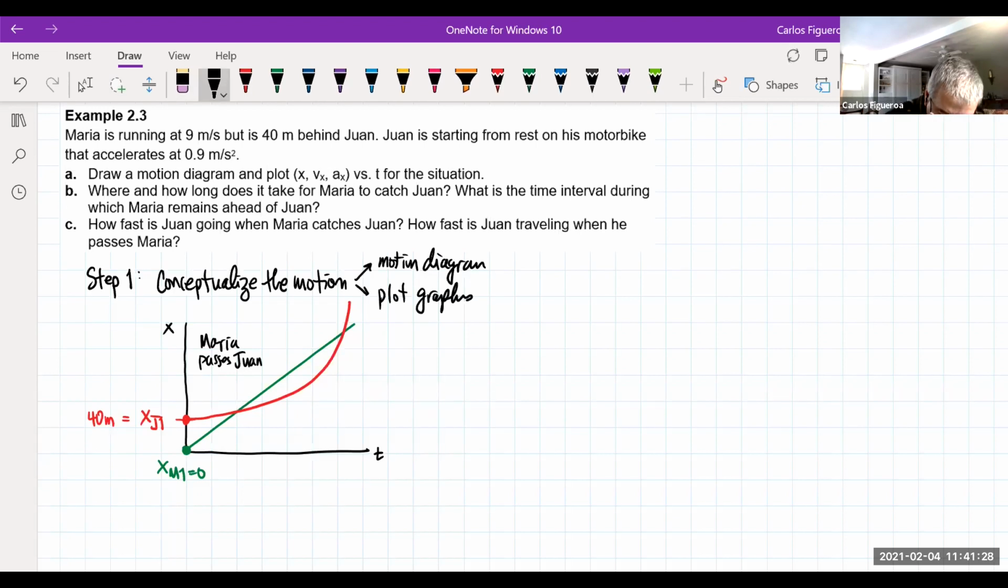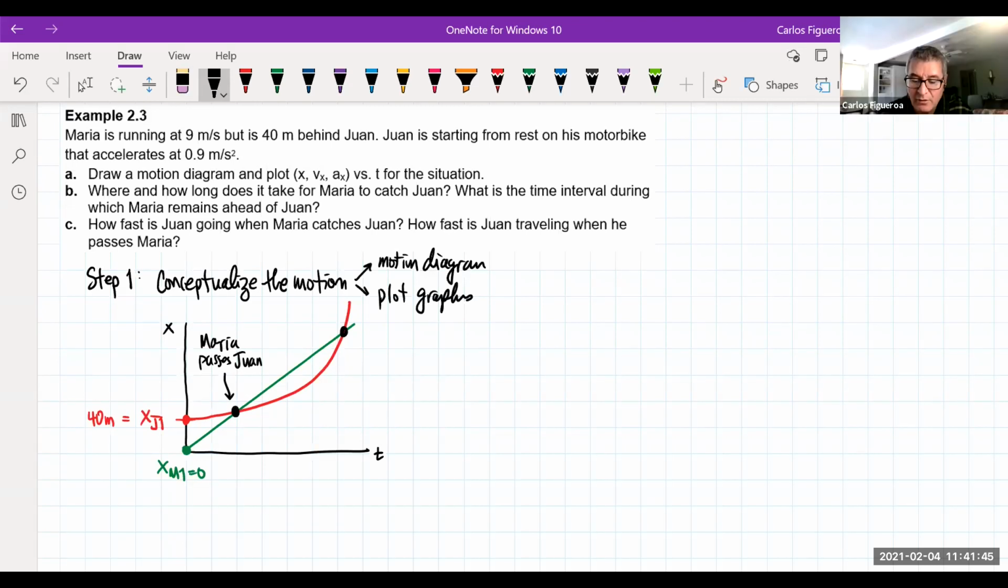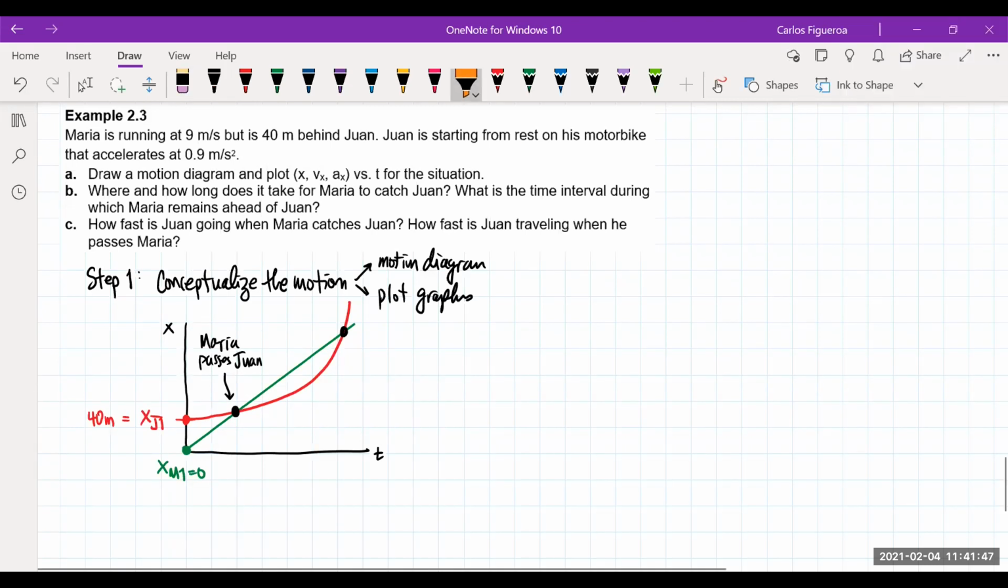So I'm going to put my black dot right here. So this is the location right there. And then do we need to know Juan's initial velocity? He starts from rest. It says it on the question. Oh, okay. So his initial velocity is 0. Okay. Yes.